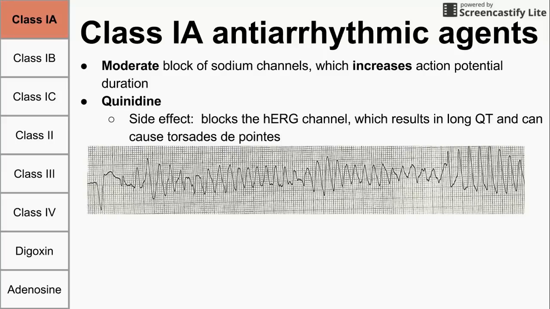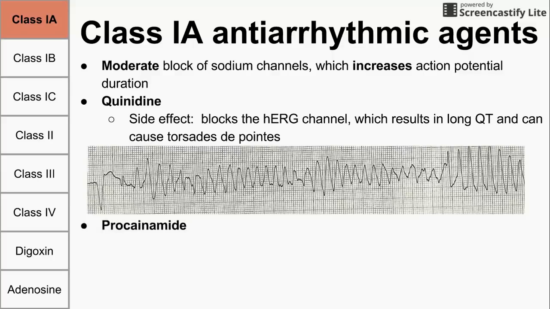Quinidine has a side effect of blocking the hERG channel, which results in a long QT syndrome. And if you have long QT, that always puts you at risk for torsades de pointes. Torsades is shown in that EKG shown there. It's a twisting of the spikes. It's when the EKG lead goes up and down above the neutral axis very rapidly. It's very dangerous. It could progress to ventricular fibrillation and cause cardiac or sudden cardiac death.